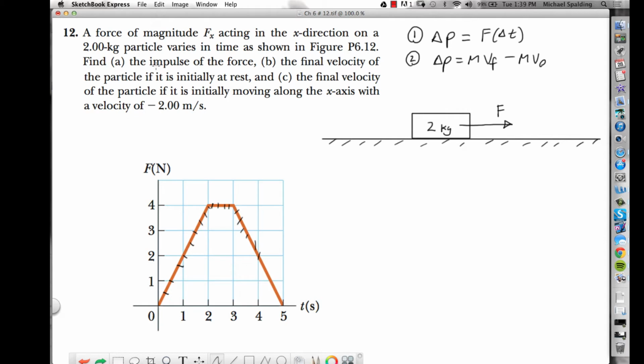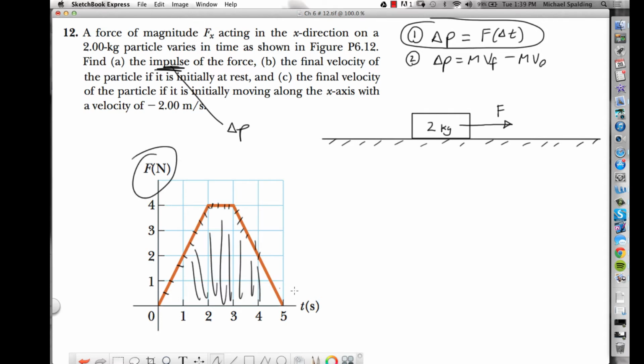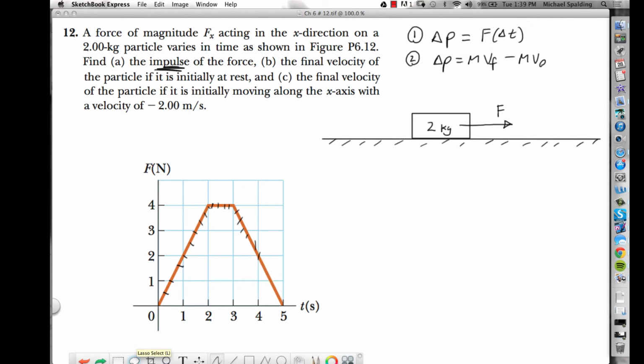Okay, so the first question is, from this graph, what's the impulse? Now, what's impulse? Fancy name for change of momentum. One of the equations for change of momentum, you take force multiplied by time. How do you find area? If you calculate area, notice what you're doing: you're multiplying force and time. So the answer to the first question is going to be the area under the graph.